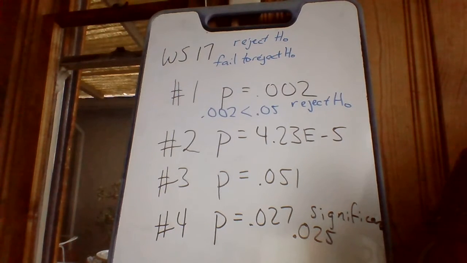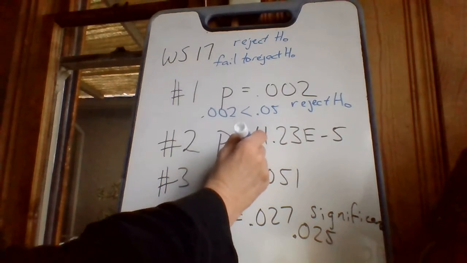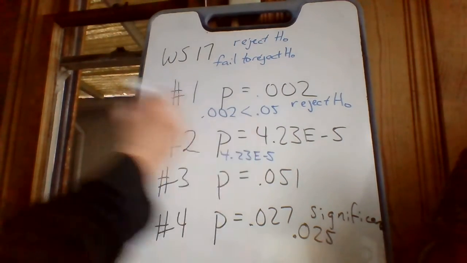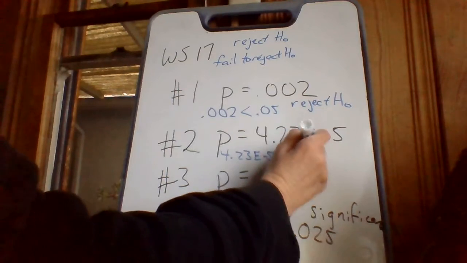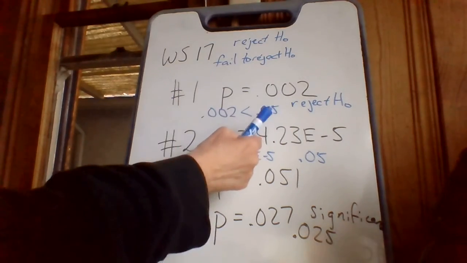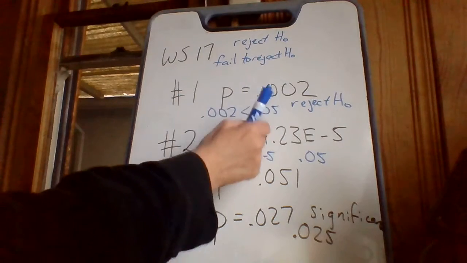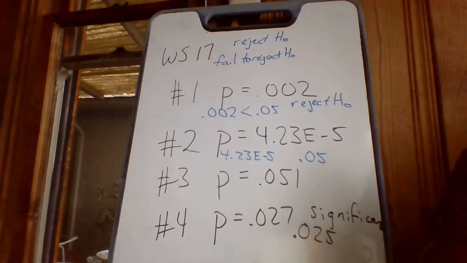All right, the second one, 4.23 E negative 5. Now, I'm comparing to 0.05. Whenever your calculator tells you this, this is scientific notation. It means move the decimal point 5 places. So it would be 0.0000423. It's a very small number.